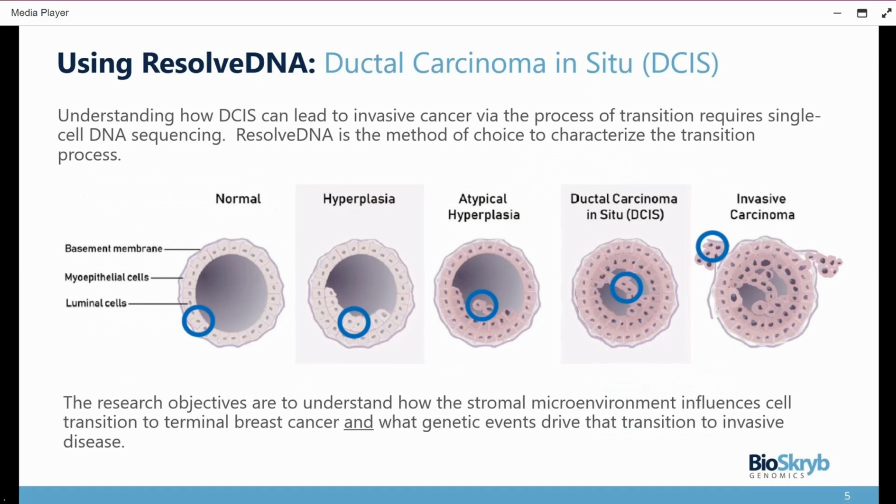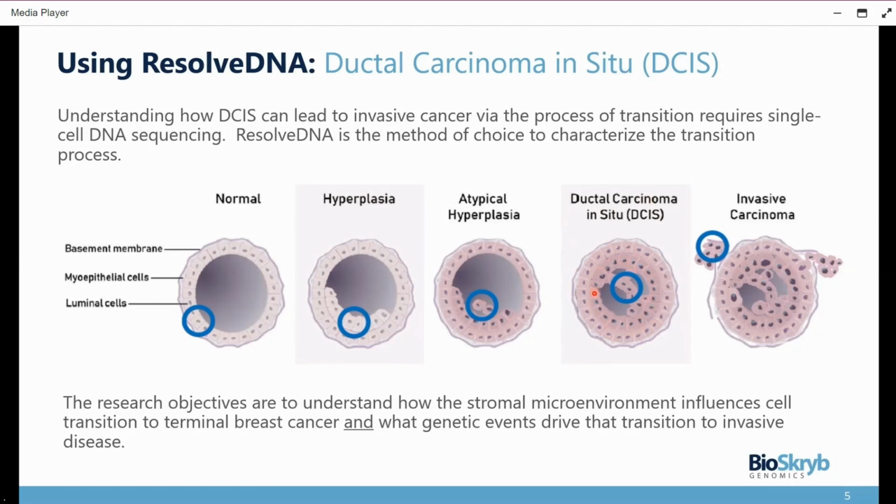An example of how our Resolve DNA chemistry is used is in the field of cancer heterogeneity. An example of particular importance is ductal carcinoma in situ, or DCIS. DCIS is a neoplastic proliferation of ductal epithelial cells that can be a precursor to invasive breast cancer. On the schematic in the slide, you can see how this develops from normal into hyperplasia, into atypical hyperplasia, and then eventually into ductal carcinoma in situ, or DCIS.